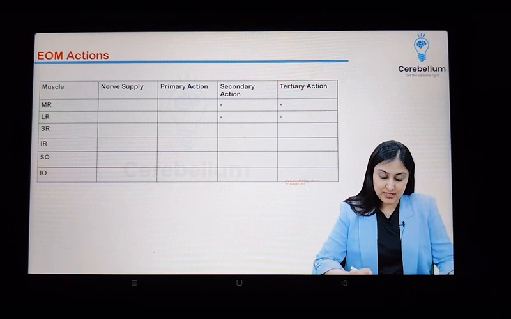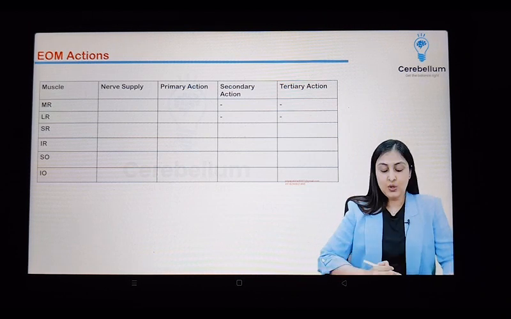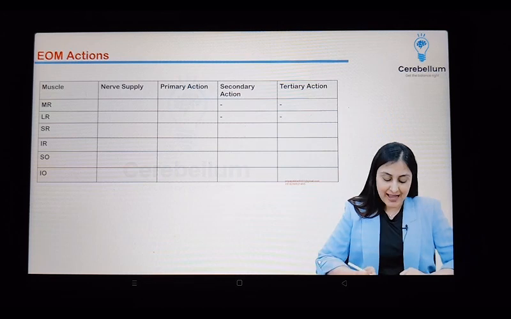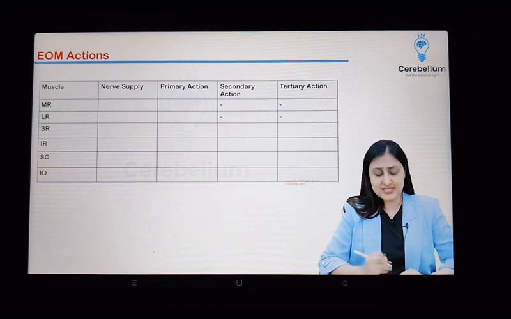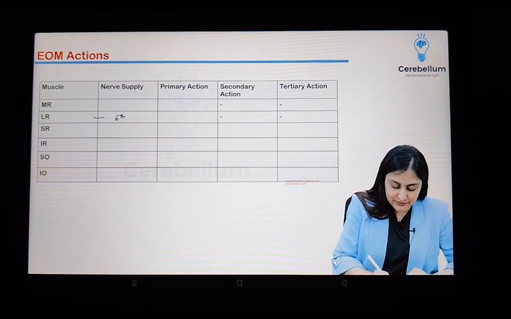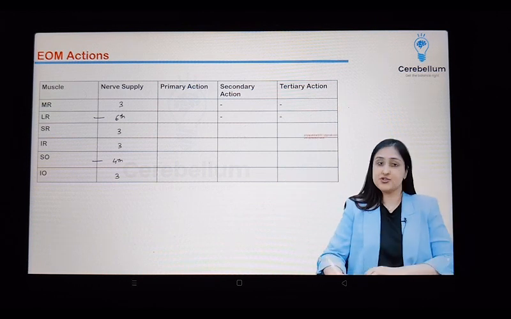So these are the extraocular muscles, which I'm sure you've heard. Now, what is the nerve supply and then what are the actions? So nerve supply, I'm sure you all know LR6, SO4. So LR is 6th cranial nerve and SO is 4th cranial nerve. Everywhere else it is the 3rd cranial nerve. Yeah, so this is sorted.